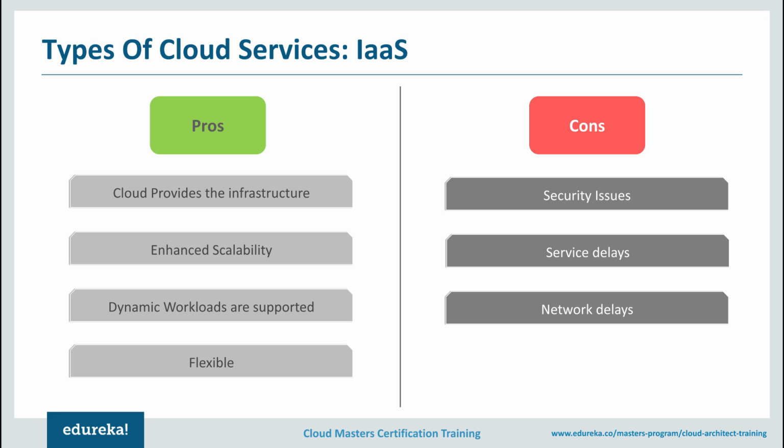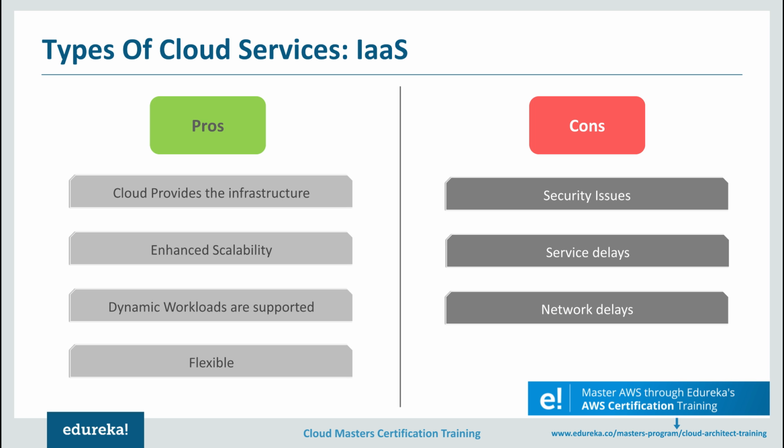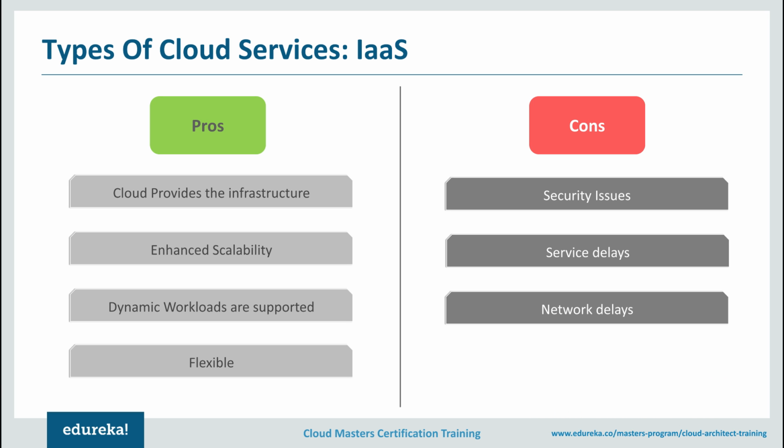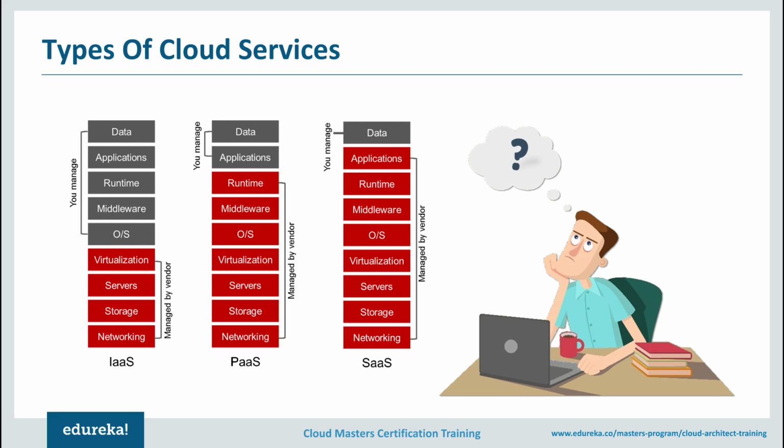Now, what are the pros and cons here? Cons are you have security issues, service and networking delays at times because you're working on a very basic underlying architecture. Apart from that, what are the pros? The cloud provides the infrastructure, obviously, because that is what the name is, infrastructure as a service. It gives you enhanced scalability because you're working on a very basic infrastructure and you're free to choose or modify the architecture the way you want to. Dynamic workloads are supported. Yes, since you have the freedom, it becomes dynamic to a very great extent and also flexible.